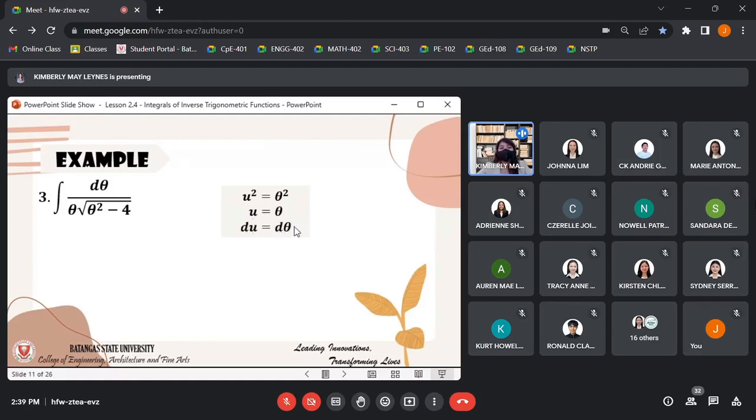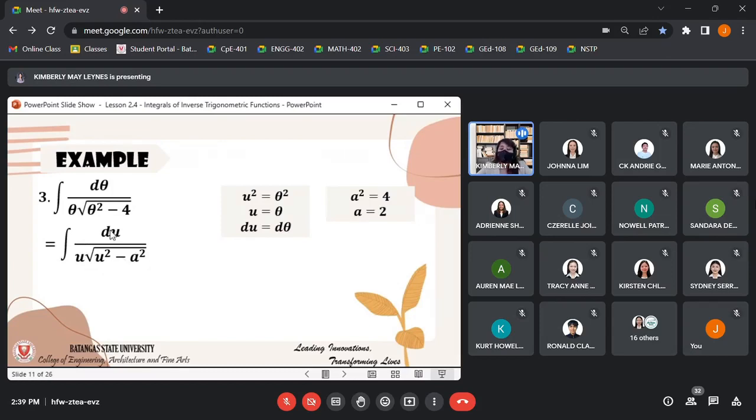And with this, kunin naman natin yung a natin. A squared is equal to 4. Square root ni a natin is equal to 2. So a is equal to 2. So palitan daw tong d theta ng du. Itong theta na nasa labas, it is equal sa u. Yung theta squared ay u squared at yung 4 natin ay a squared. So du over u times the square root of u squared minus a squared.